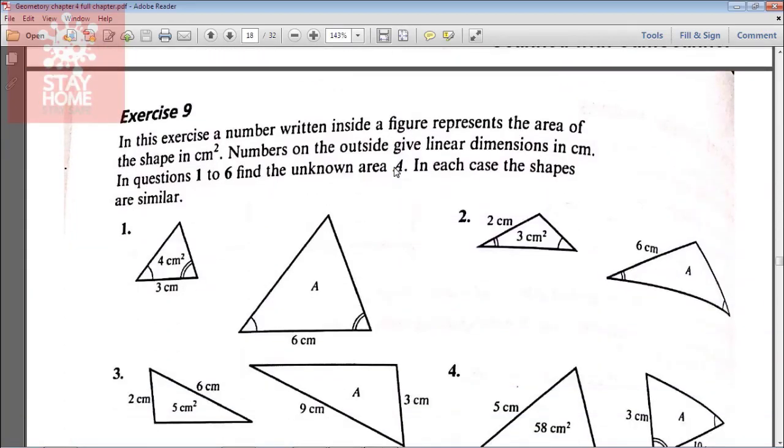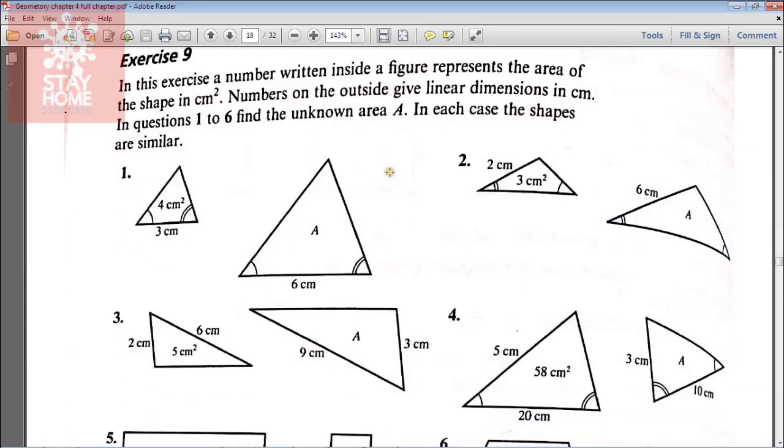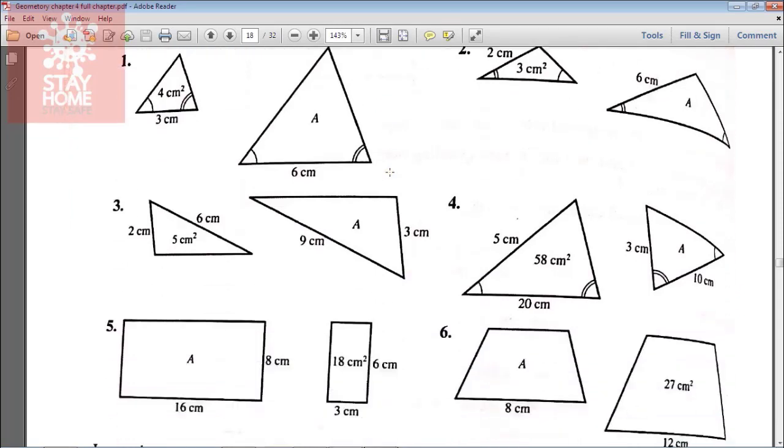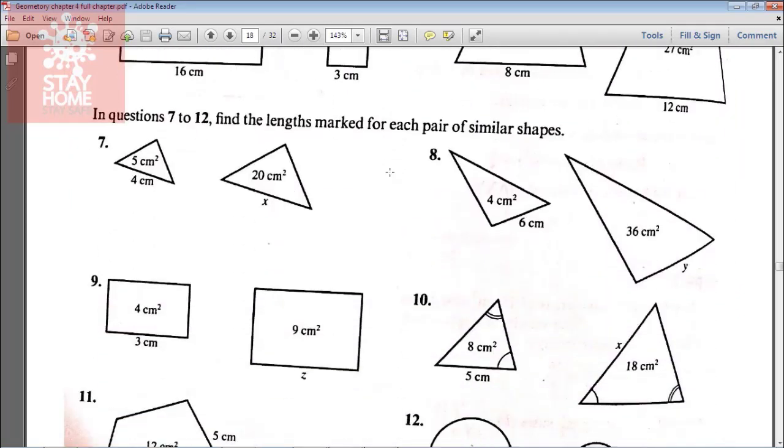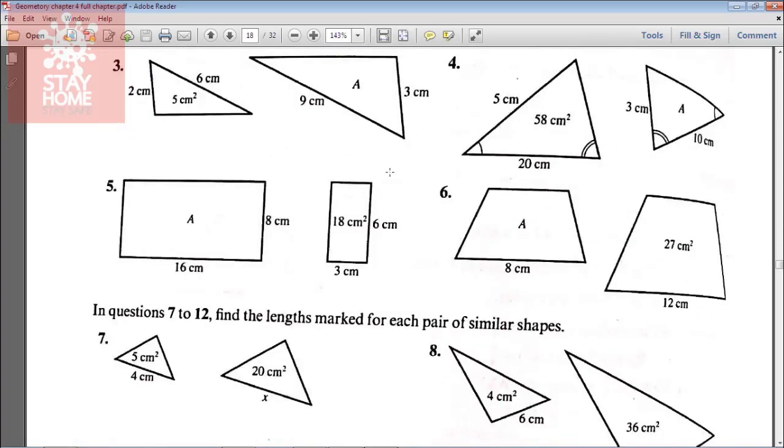So now exercise 9. This is exercise 9. You can solve these questions. Try to use your mind and try to solve the questions. If you feel any problem, we can discuss it later.